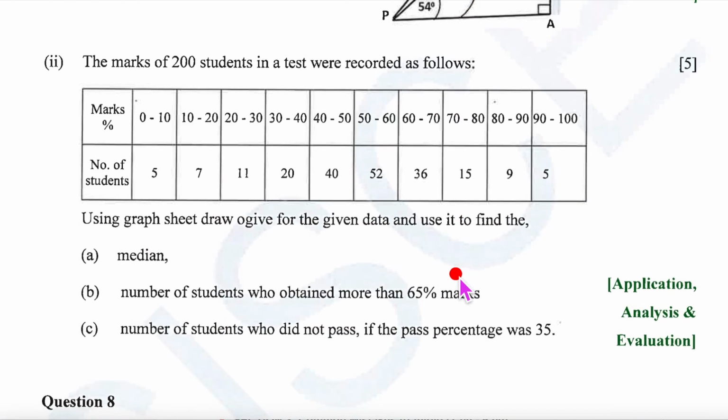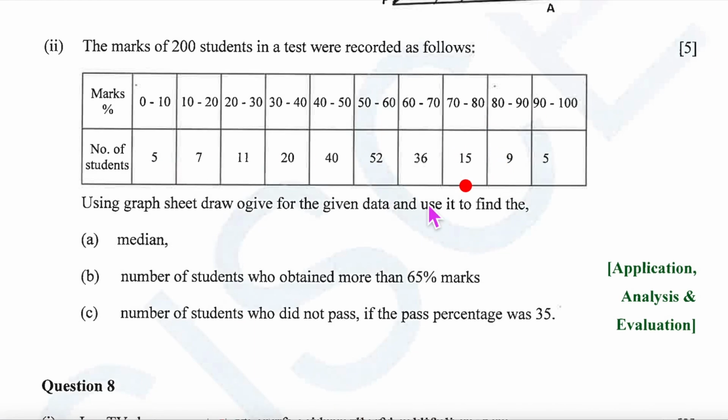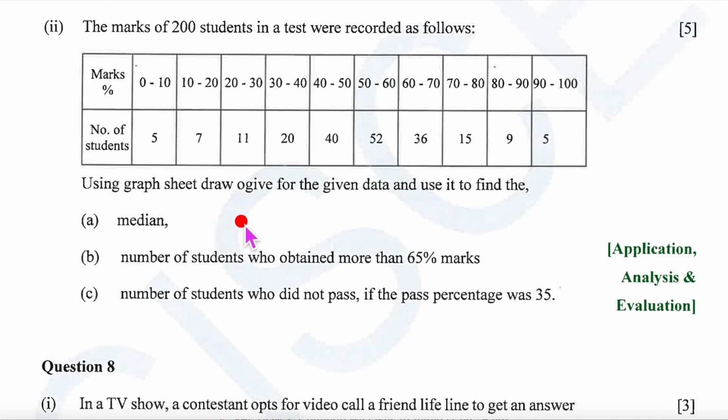Let us look at this. What is this? This is an ogive. Again, 1, 2, 3, 4, 5, 6, 7, 8, 9, 10 points are there and it's for 5 marks. So I'll have to be very careful when I draw this ogive. But it is not as difficult as it seems.